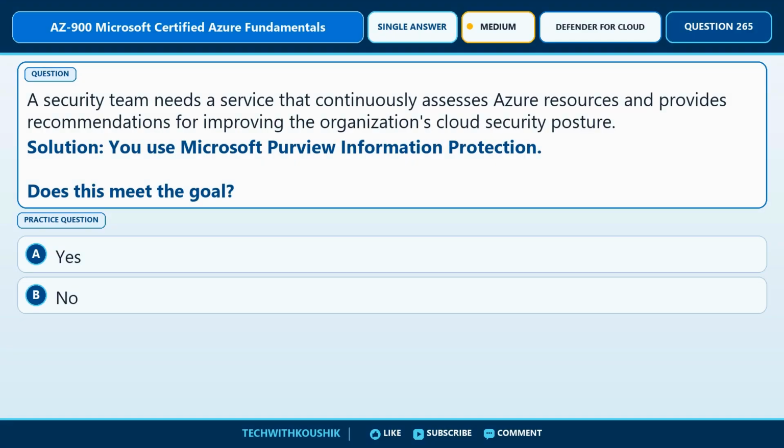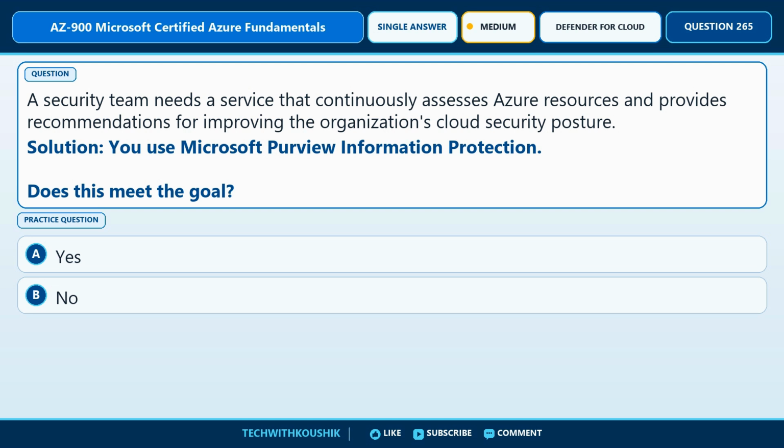Let's take a look at question number 265. Next, let's move into Defender for Cloud. Let's start with the scenario. A security team needs a service that continuously assesses Azure resources and provides recommendations for improving the organization's cloud security posture. Solution: you use Microsoft Purview Information Protection. Does this meet the goal?